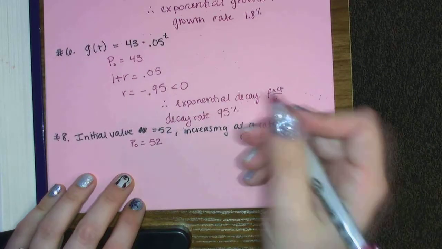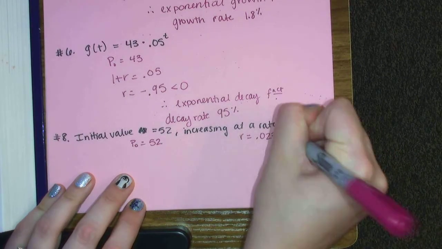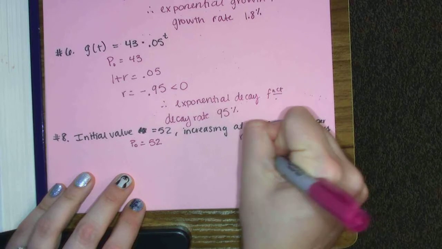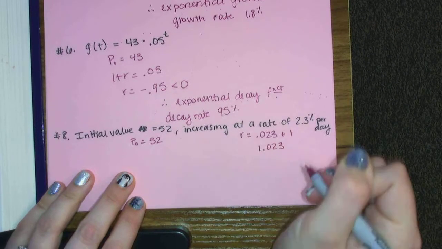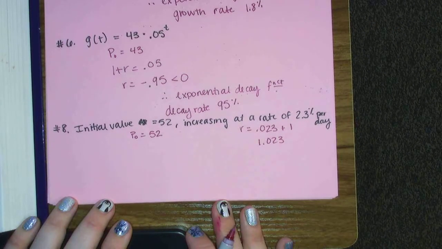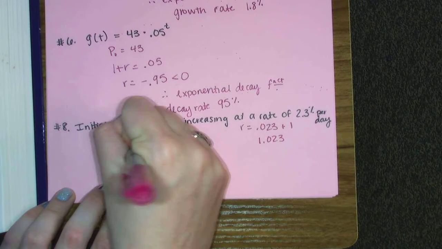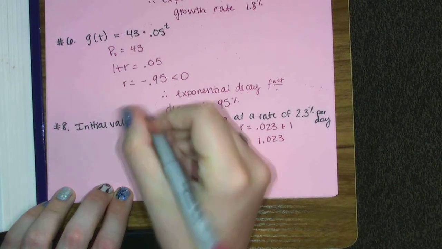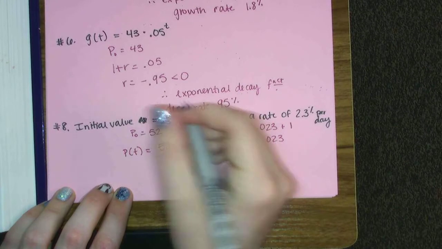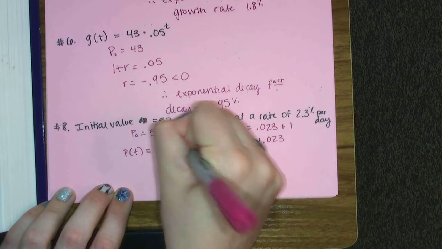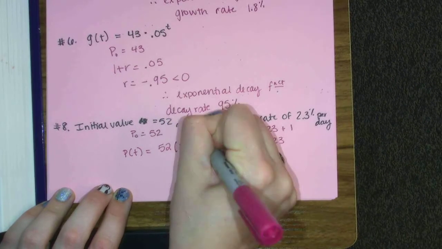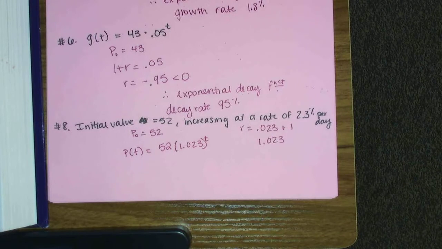Okay, so this is going to be plus 1, so 1.023. So then to actually write it in the correct form, we're going to have P of T is equal to 52 times 1.023 raised to the T. And we're done.